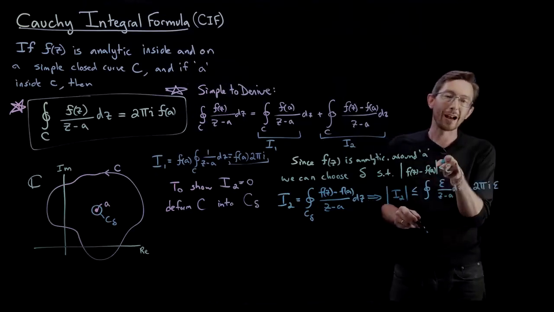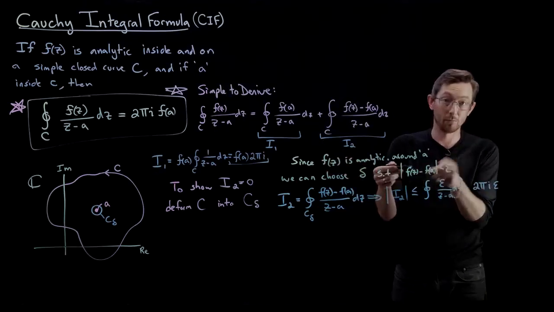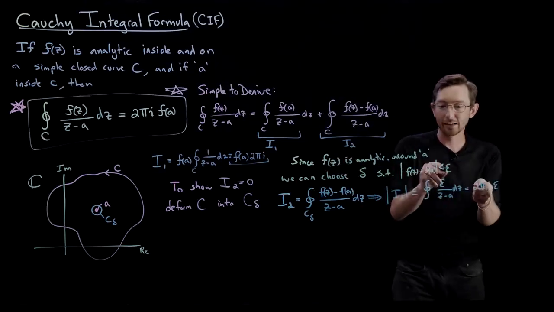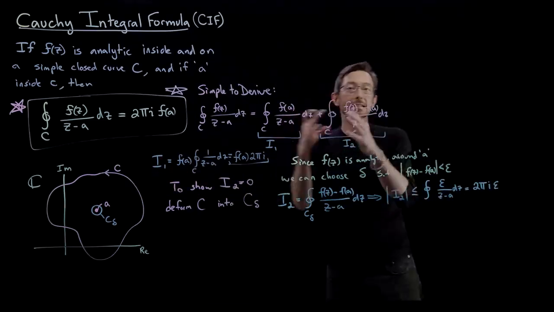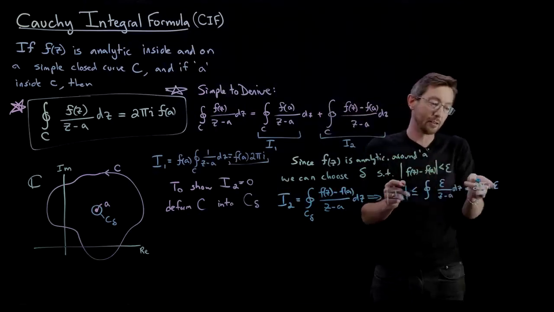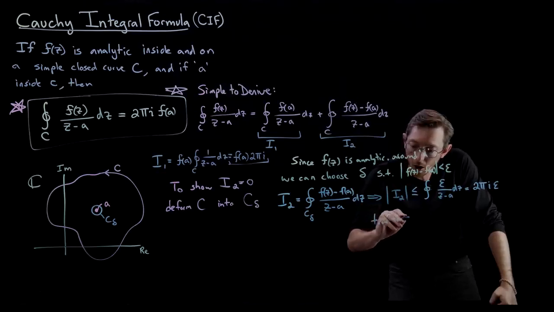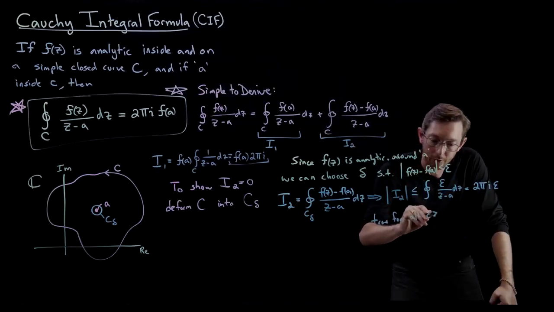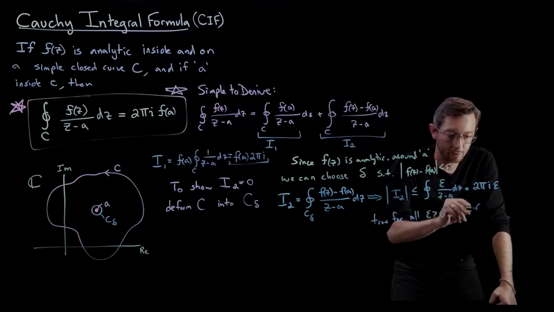But this was true for any epsilon. I could find a delta that makes this within epsilon. So I can take the limit as epsilon goes to 0, and there is a delta that will, if I constrict delta to 0, make this epsilon go to 0. So this is true for all epsilon greater than 0, so it has to equal 0. So this has to equal 0.